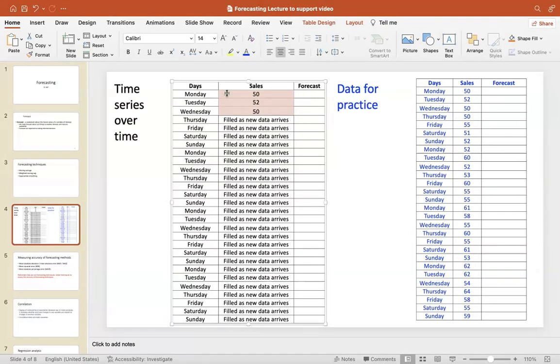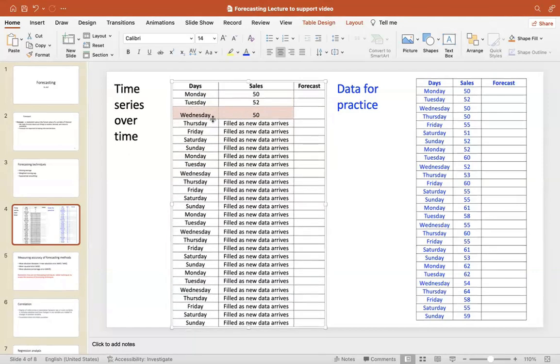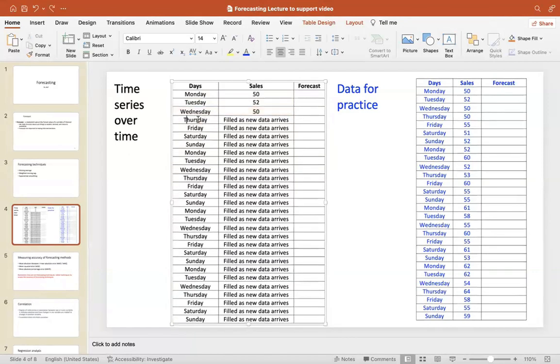So in real life, for instance, let's say for Monday, 50 units were sold. On Tuesday, 52 units were sold, and Wednesday, 50 units were sold. And we have to make a prediction for Thursday. By this time, I do not have a value for Thursday, but I will use certain mathematical models to make a forecast. As soon as the actual sale becomes available, I will fill it here. So this is how it works.